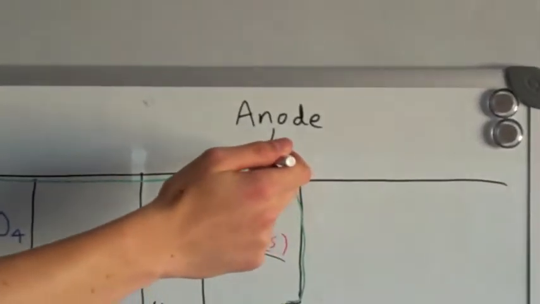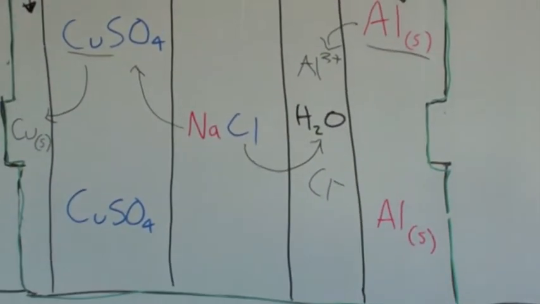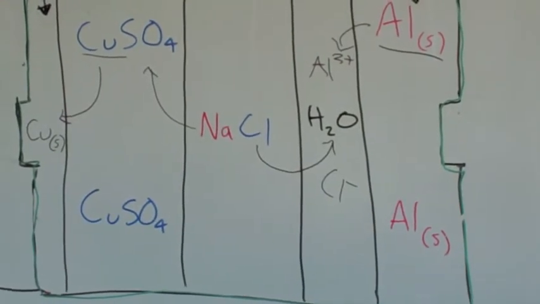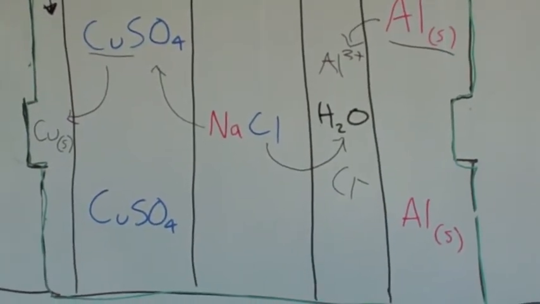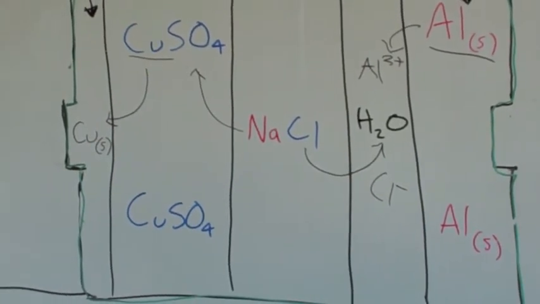So we have 3 main components of this battery. Our anode, the site of oxidation, our cathode, the site of reduction, and in the center here is our salt bridge. The salt bridge is there solely for the purpose of reacting with the newly formed ions that occur as a result of the chemical reaction.